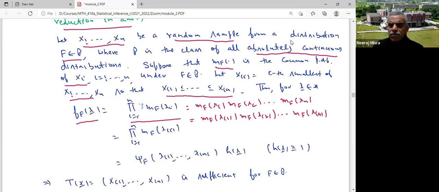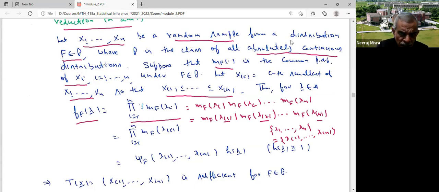Now, when I'm considering this product, because x(1), x(2), ..., x(n) are nothing but the order statistics, as a set x1, x2, ..., xn is the same as the set of order statistics. What is happening over here? Here also each of f of xi is multiplied, because as a set x1, x2, ..., xn is the same as x(1), x(2), ..., x(n). And here also each of f of x(i) is multiplied. So that means they are the same. So this can be written as product i equal to 1 to n of f of x(i).